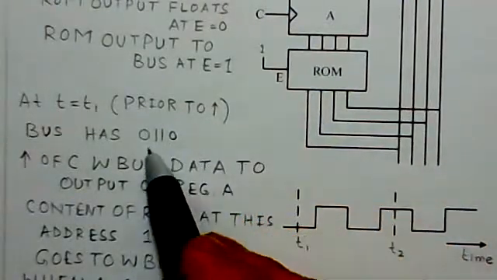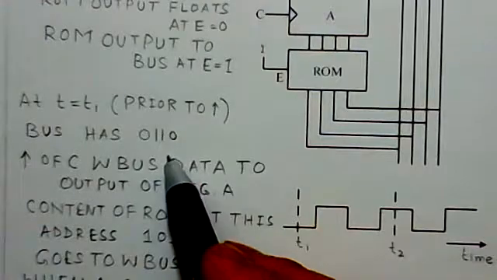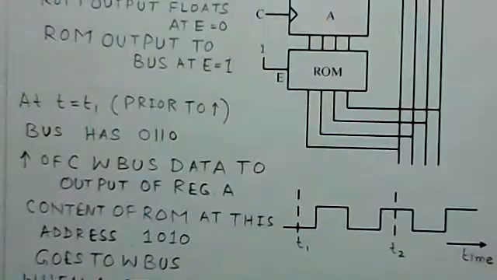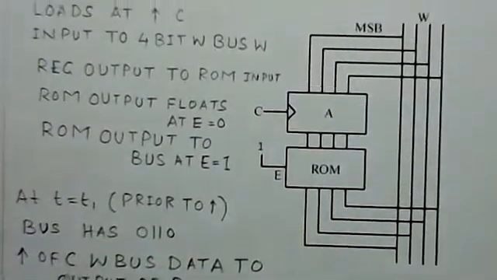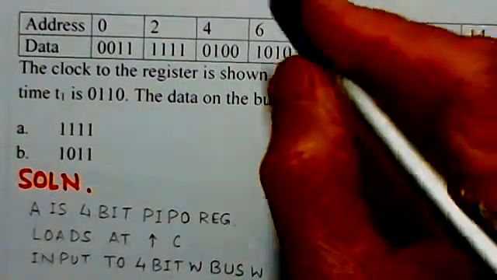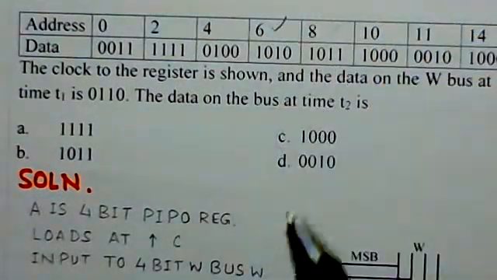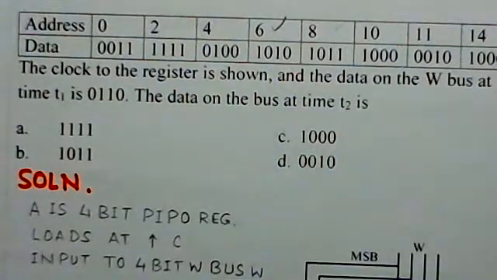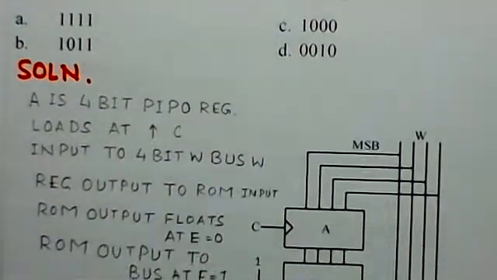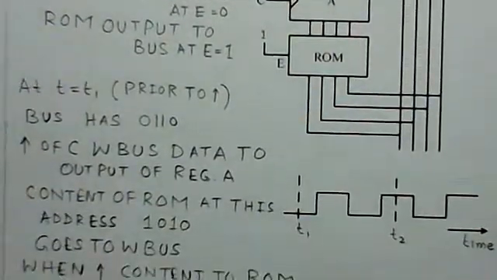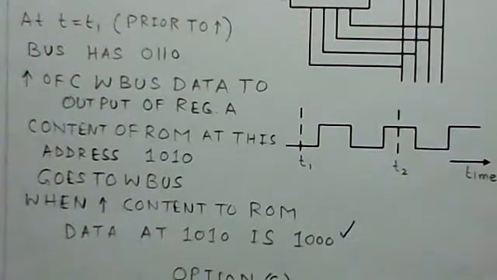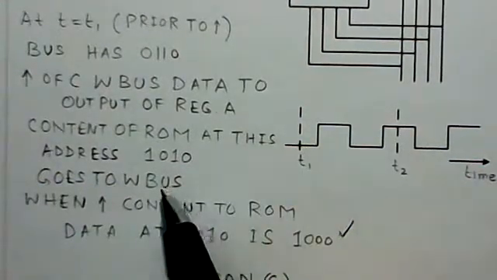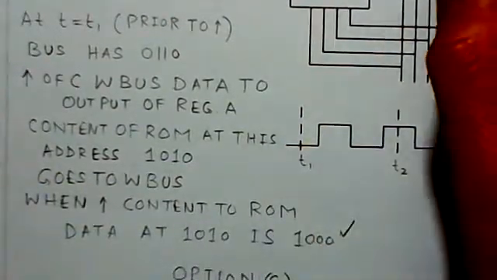So this is 0110, this corresponds to the address location 6. You can see here, this corresponds to address 6, and at this 6th location the data is 1010. So the data is 1010 at this location. Now that data 1010 goes to the bus here.